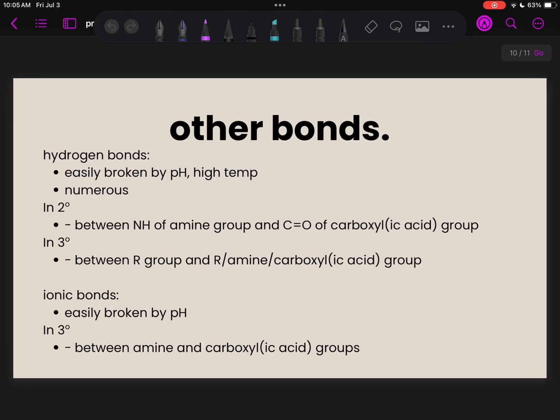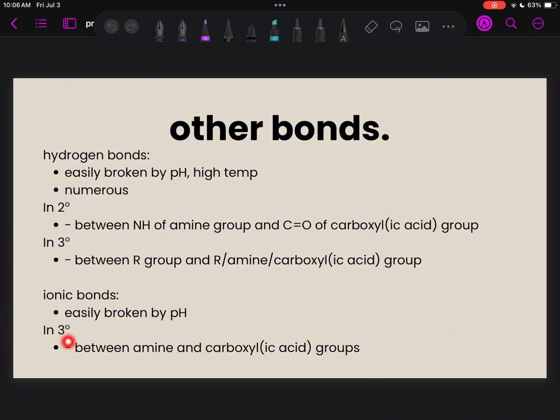So let's look into the other bonds that you can find within protein structure. So let's first look at hydrogen bonds. These are easily broken by pH and high temperature. They're numerous. In secondary structure, mind you, they are between the NH of an amine group and COO of a carboxylic acid group. In tertiary structure, they are between the R group and an R group or amine or carboxylic acid group. Ionic bonds, they're easily broken by pH.